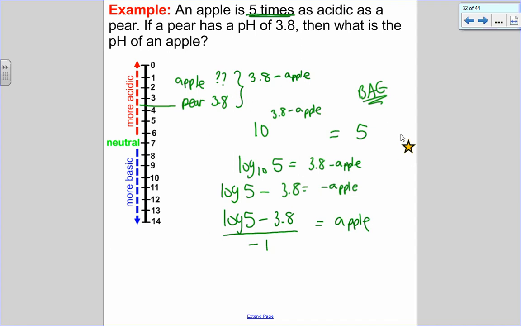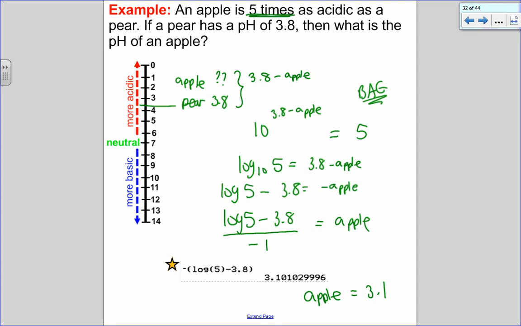Okay, so I'm going to put that into my calculator. And you can see here, I do get a smaller number, which I was hoping, and they're pretty close together, pH of 3.1. So apple has a pH of 3.1.